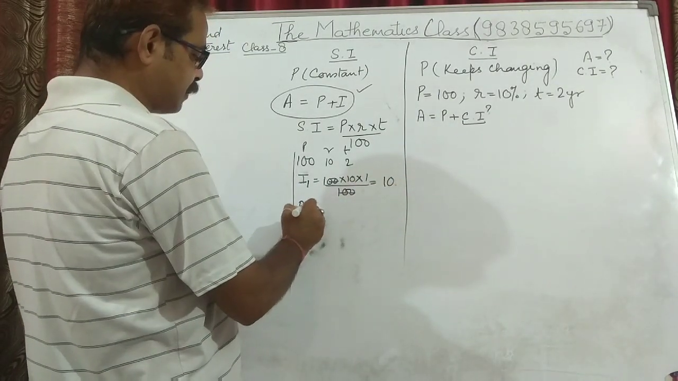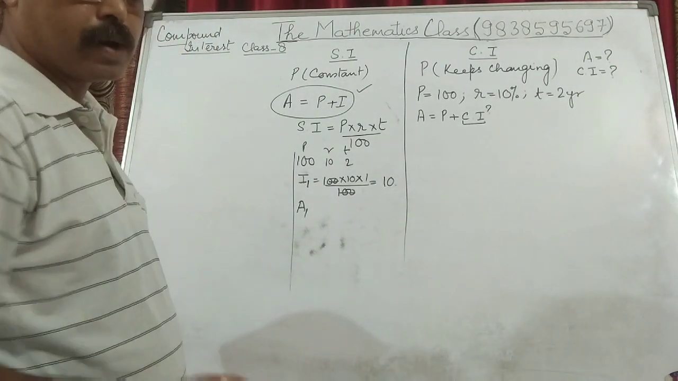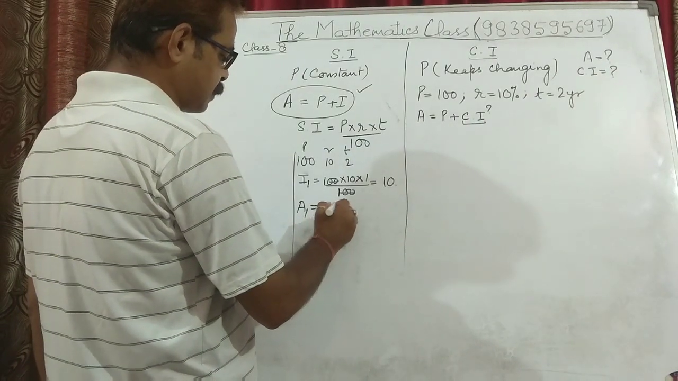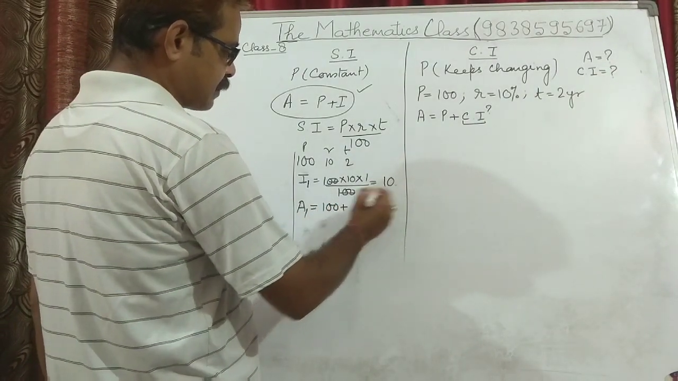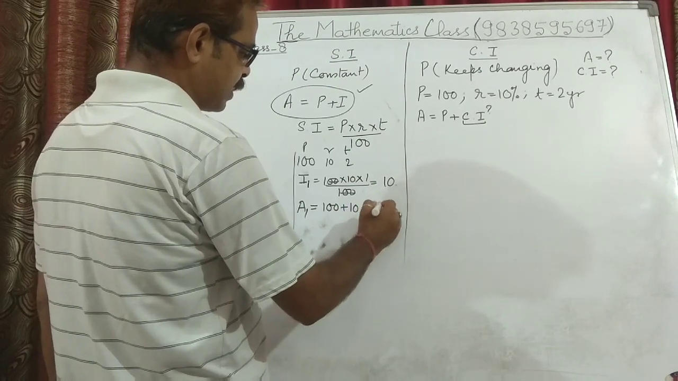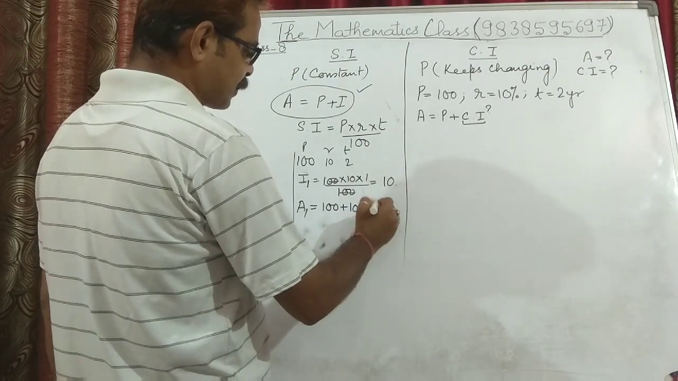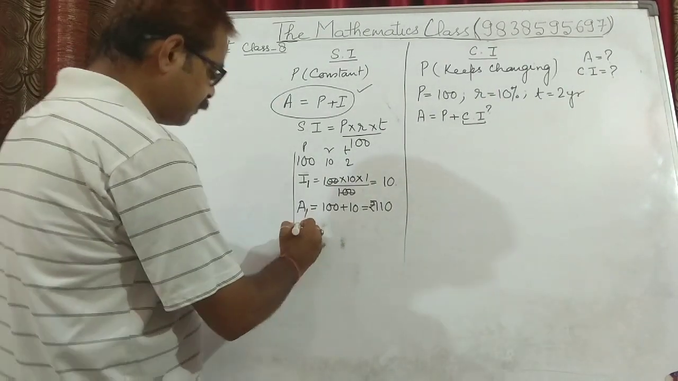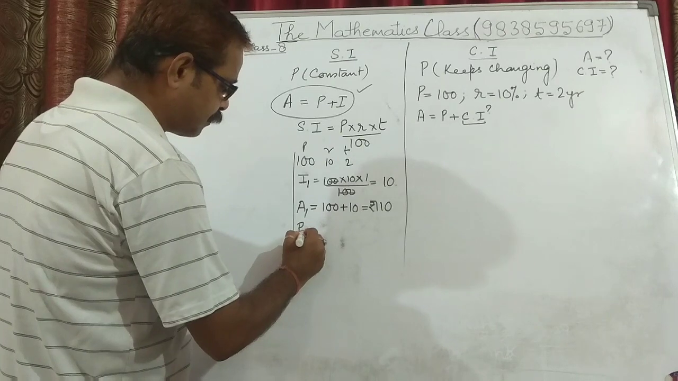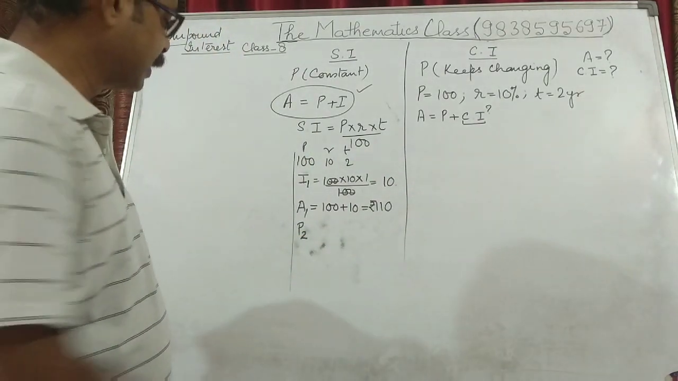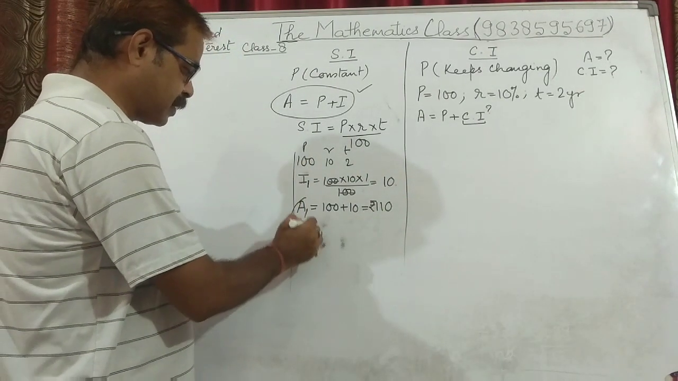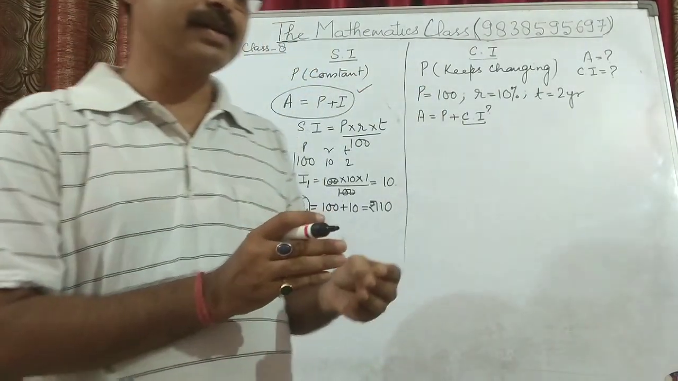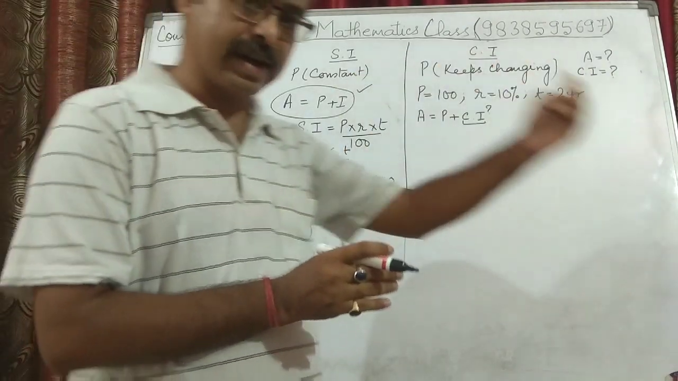So the amount after the first year, we know amount is principal plus interest. Initially the principal was 100 and the interest after 1 year is 10, so it becomes 110 rupees. Now this amount at the end of the first year will work as the principal for the second year. That is the main concept. The amount at the end of 1 year acts as the principal for the next year.